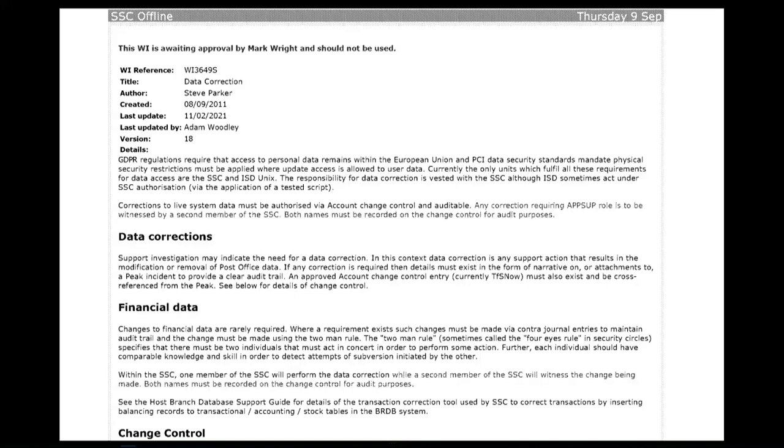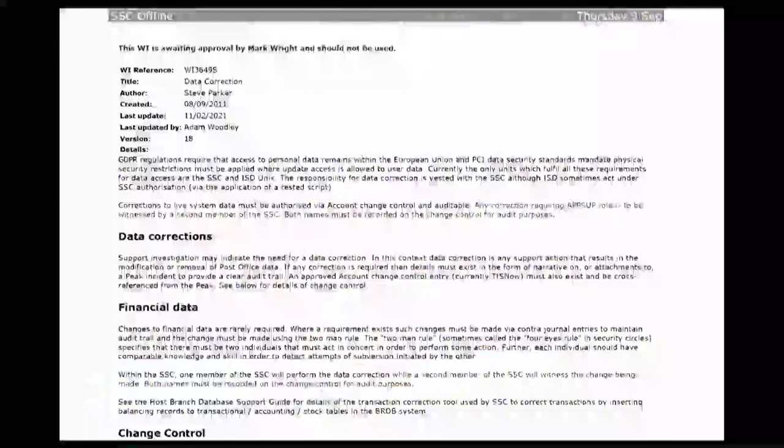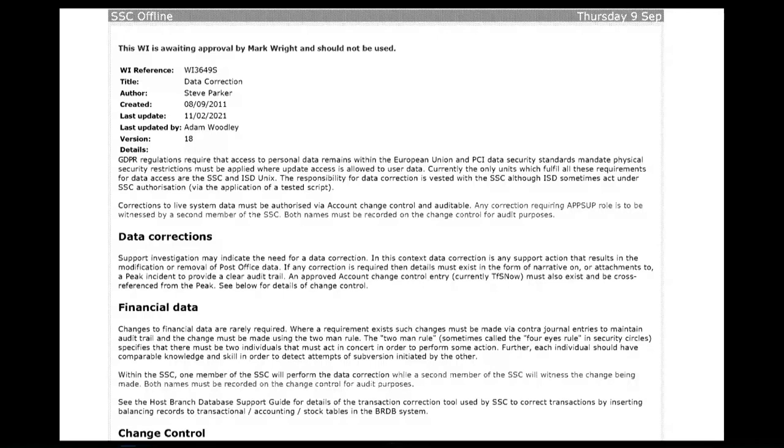And was it an internal SSC document then? I think they were only ever raised by SSC members. I don't remember whether people outside the SSC could see them. I suspect they could. But the target audience were SSC diagnosticians? Yes, indeed. If we just read it, the title is Data Correction. It was authored in its first version by you. This is version 18 we're looking at.